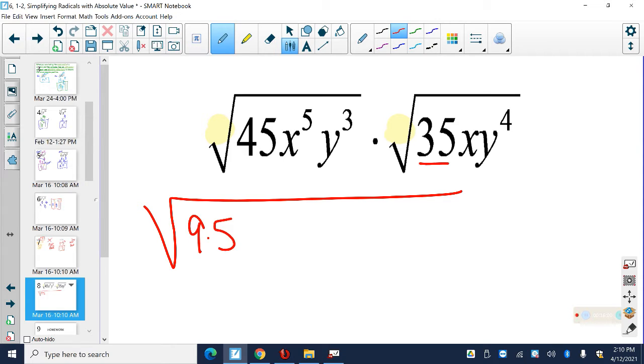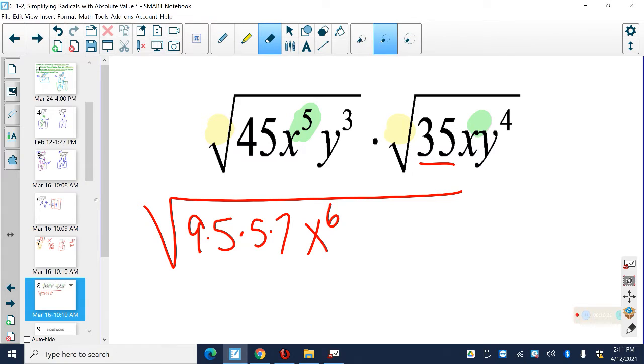How about two numbers multiplied together give you 35? 7 and 5. Okay? Now, how many total x's are over here in the first one? 5. How many total x's are over here? 1, so that gives me a grand total of 6. How many y's are over here? And how many y's are over there? To give you a total of?